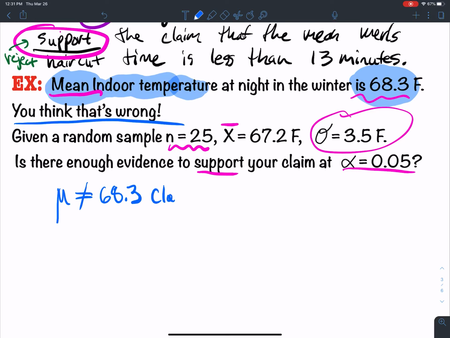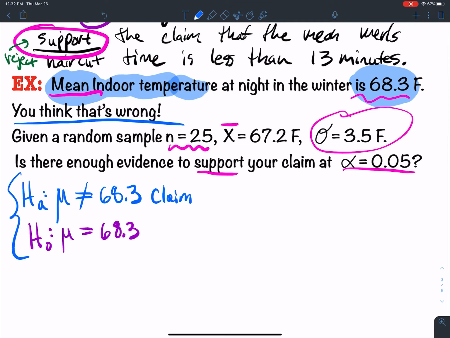That's my claim. I don't know what it is, but I'm saying, by golly, it's not 68.3. If that's the claim, okay, what's the opposite of the claim? What's the complement? It's mu equal to 68.3. So which one's the H0, which one's the HA? The H0 has the equals. The HA is the opposite of the H0. There's no equals here. Okay?